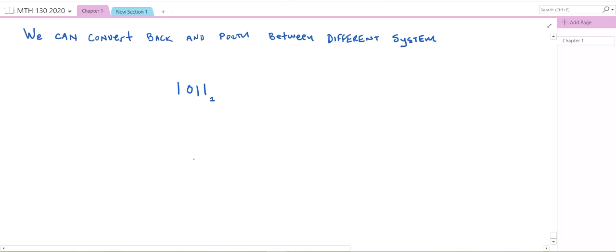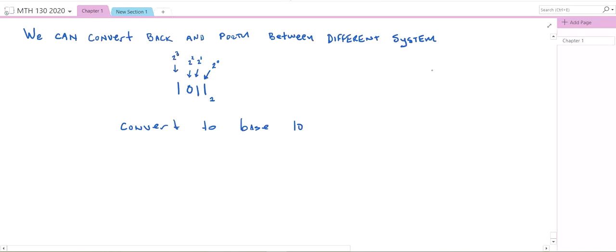So let's convert this to base 10. Probably the easiest way to do that is we look at each of these digits and we recognize that this is the 2 to the 0 column. This is the 2 to the 1 column. This is the 2 squared, and this is the 2 cubed.